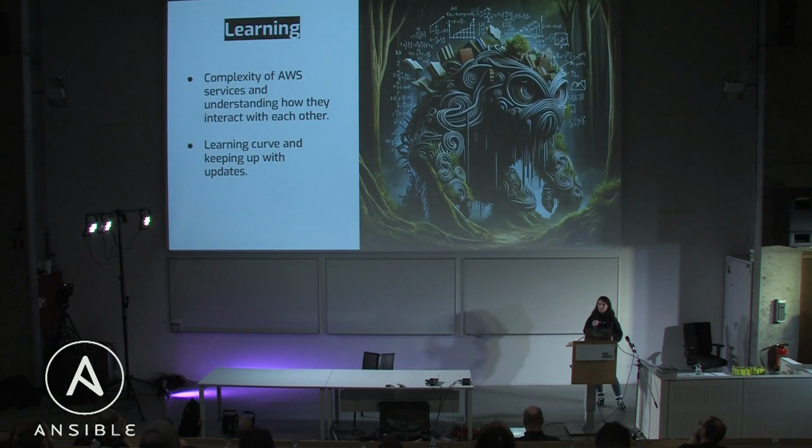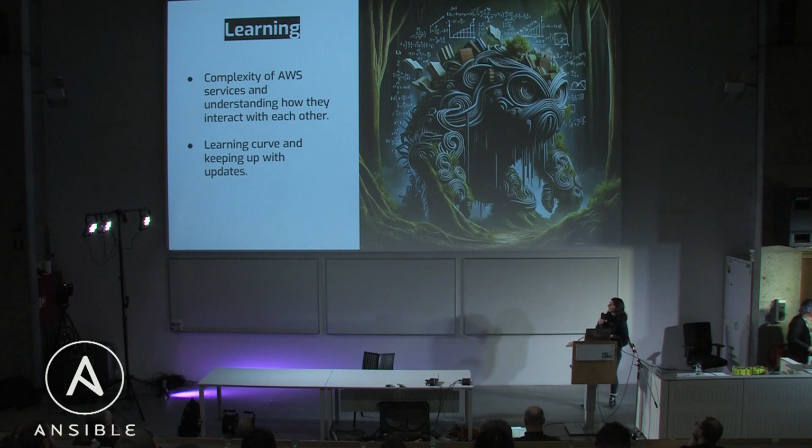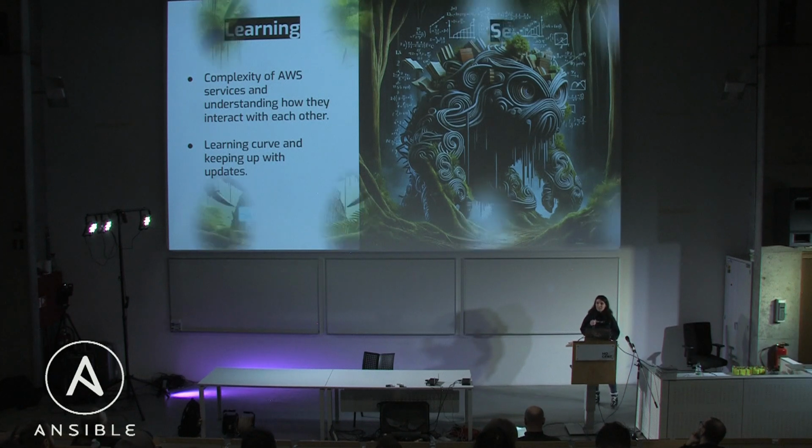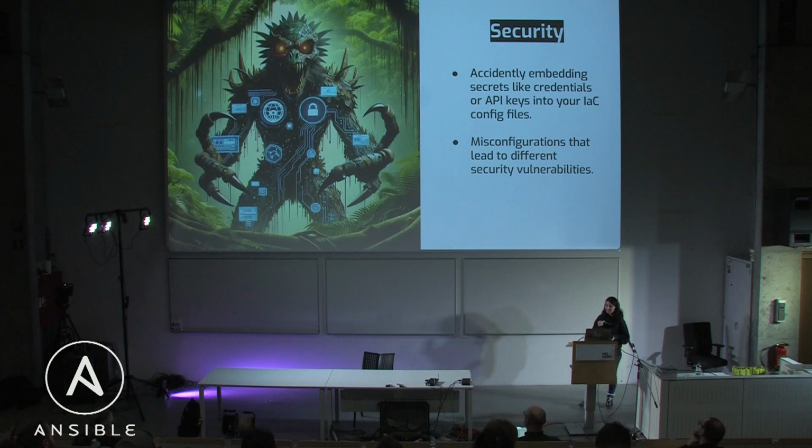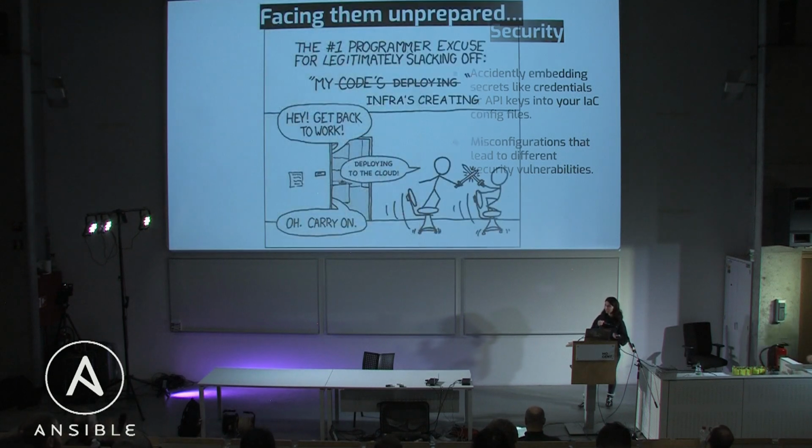When it comes to understanding the complexities of AWS services and how they interact with each other, that's no walk in the park, obviously, and the learning curve for infrastructure as code can also be quite steep. And in terms of security, I've seen this in different threads where people have accidentally embedded secrets like credentials or API keys into their infrastructure as code configuration files, or have done some other bad things which caused vulnerabilities down the line.